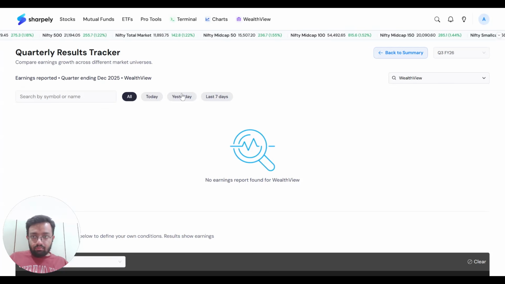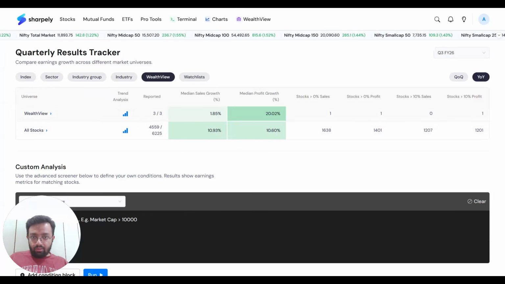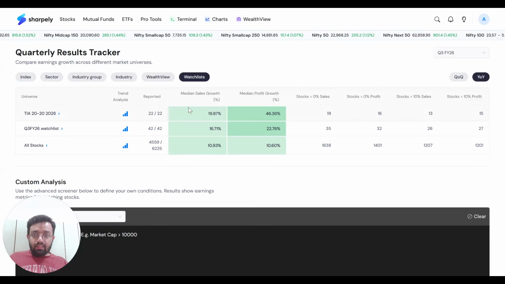There are only three names, and these are the numbers as of now. And you can compare it with the overall market as well. Now, if you have watch lists, you can check their earnings trajectory as well.